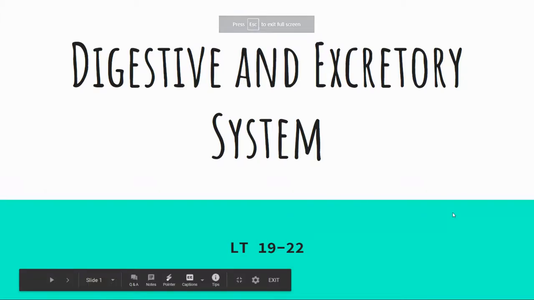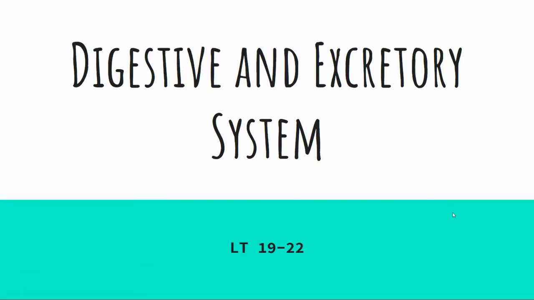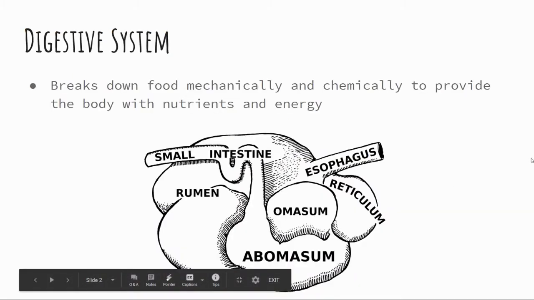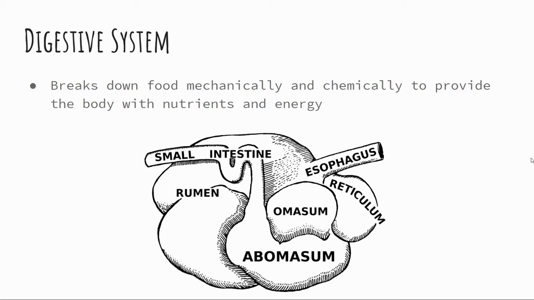All right, welcome back. We're going to move on into learning targets 19 through 22 in Unit 6, which are going to deal with the digestive and excretory systems. So, the digestive system breaks down food mechanically and chemically to provide the body with nutrients and energy. And we see variations in different types of mammals with how their digestive system is structured. For instance, here you'll see the digestive center of a cow, which has multiple different stomachs based off their diet.